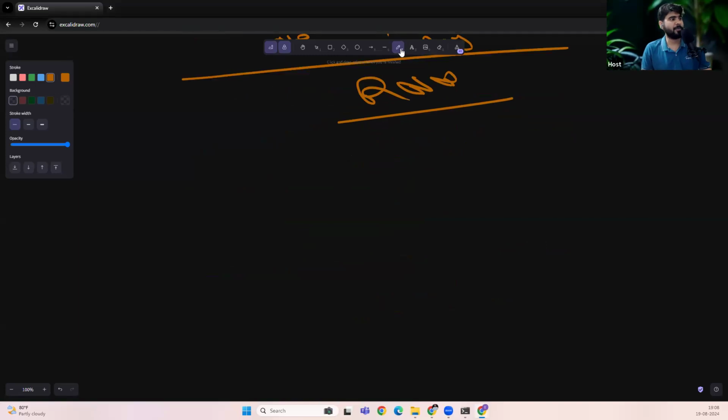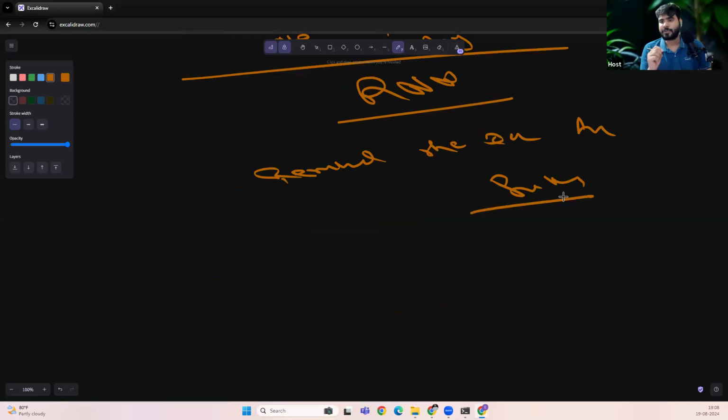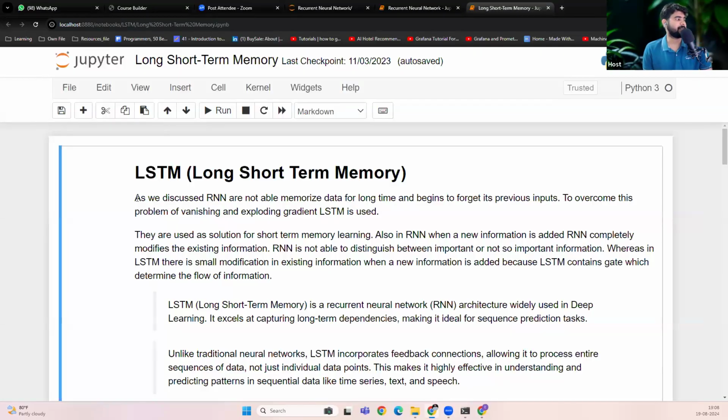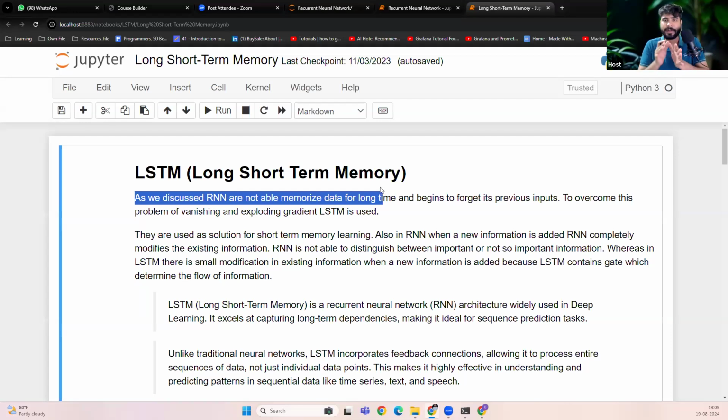So our LSTM model remembers the data for some time, so that whenever we want to check or verify the previous data, we can easily verify it. As you can see, we have the definition. As we discussed, RNNs are not able to memorize our data for a long time. In RNN, we have the vanishing gradient and exploding gradient issue, where the RNN can't remember the entire previous data.